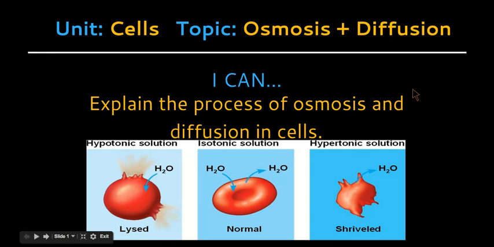Good morning, juniors. Today we are going to talk more about what goes on in cells, specifically about two processes called osmosis and diffusion. Our objective for today is I can explain the process of osmosis and diffusion in cells.